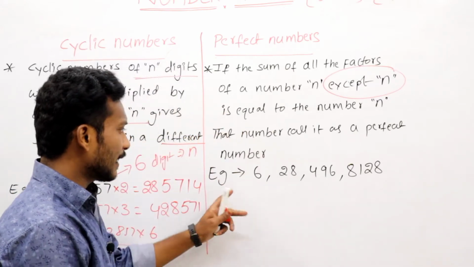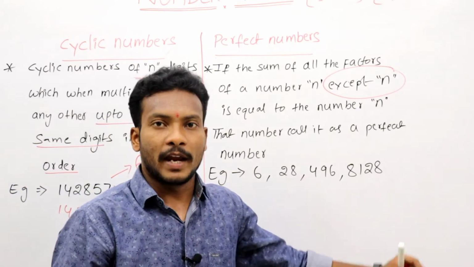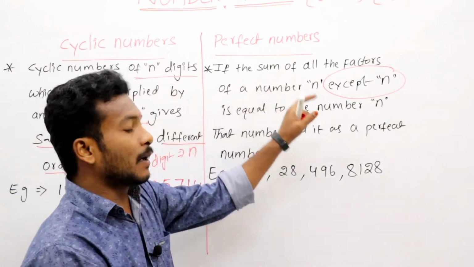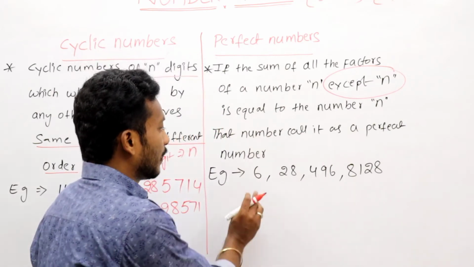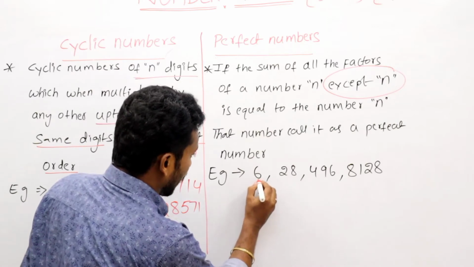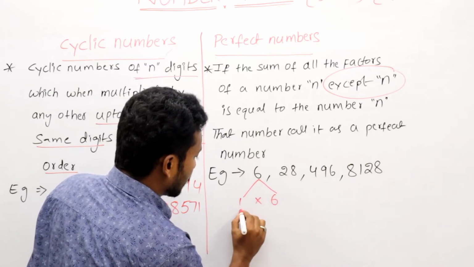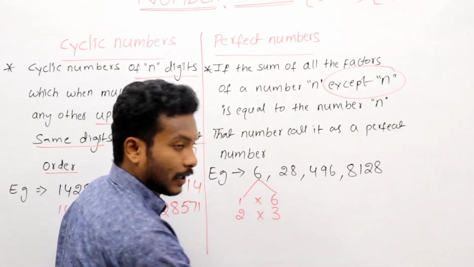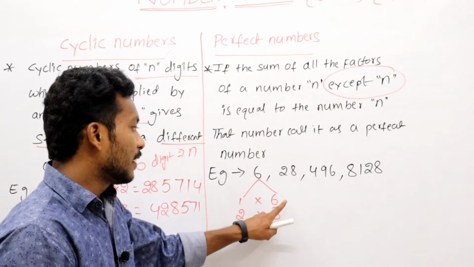Now examples are 6, 28, 496, 8128. These are all perfect numbers. What is the single digit perfect number? That is 6. Now I am checking the factors: 1 and 6, 2 and 3. Now I am counting them. What are the factors? 1, 2, 3, 6.